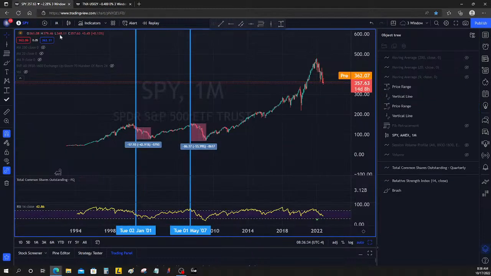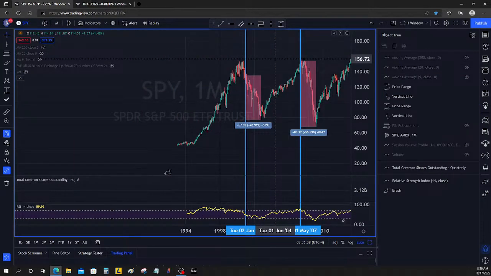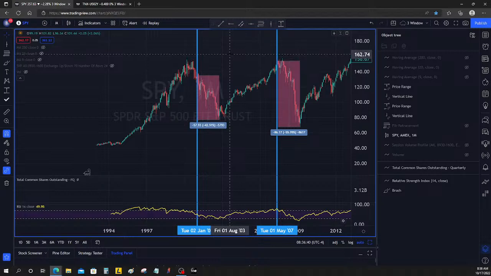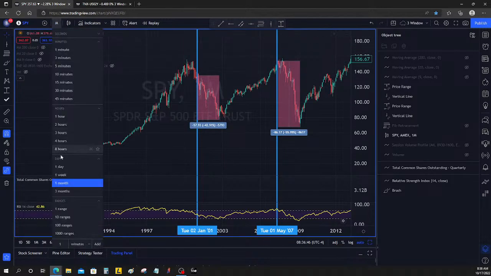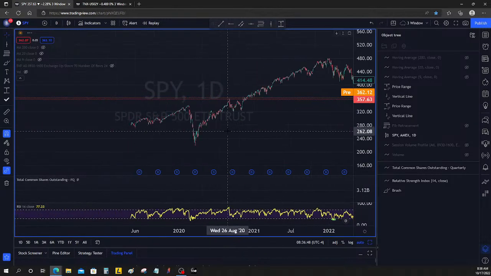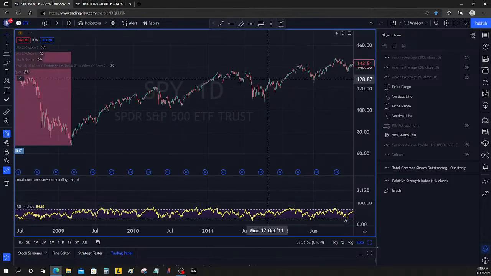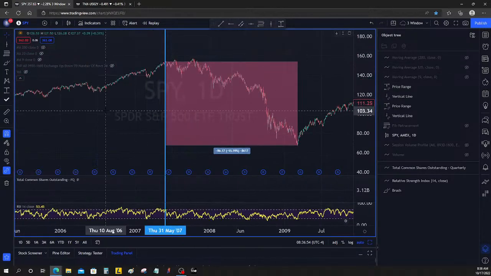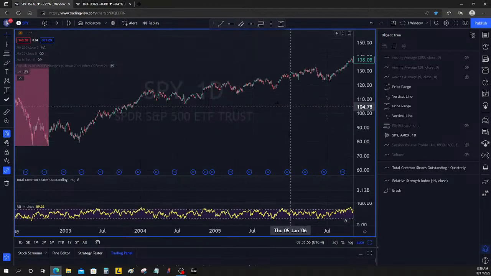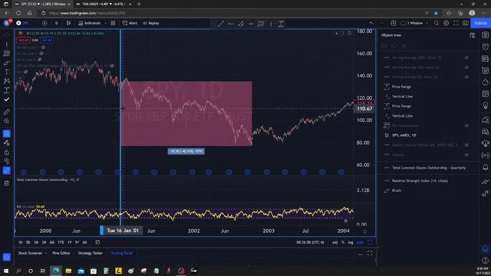And what I'll do is I'll go back and I'll look at the SPY. This is a proxy for the S&P 500. It's an exchange traded fund that's a proxy for the S&P 500. This is the monthly chart right here. Let me go back to the daily chart. And let's go back. That's 2007. Let's go back to 2001.